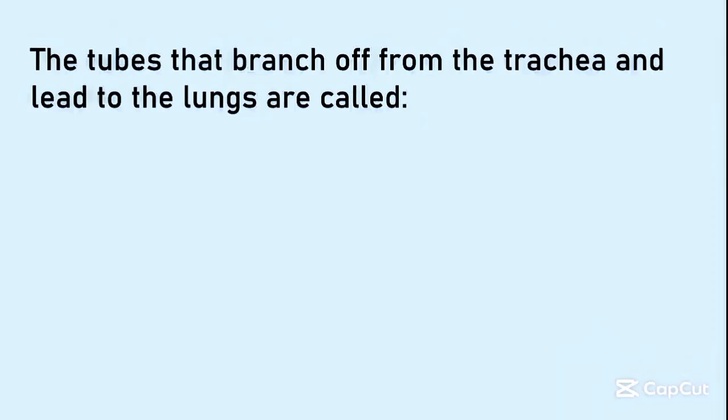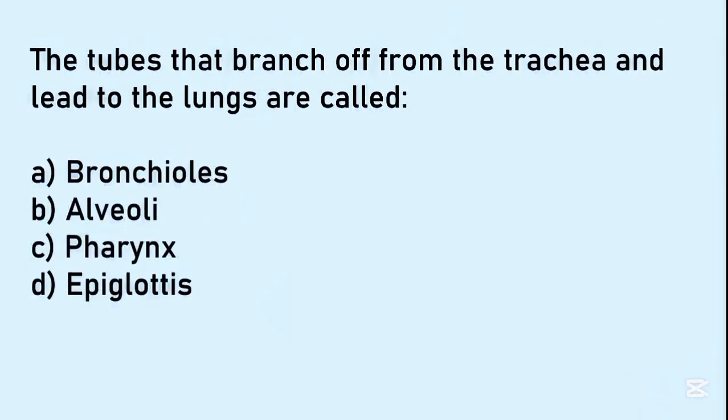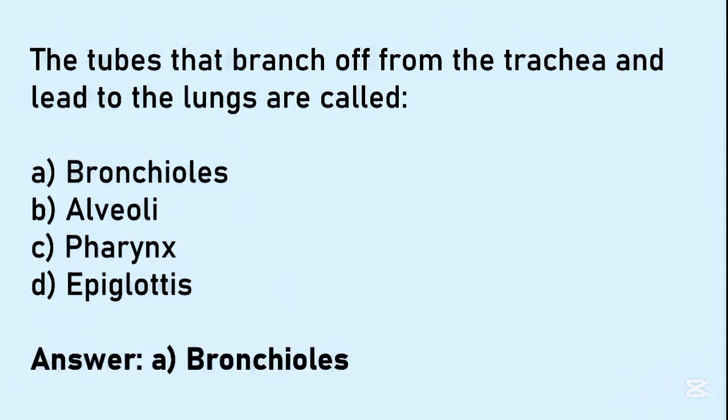The tubes that branch off from the trachea and lead to the lungs are called: bronchioles, alveoli, pharynx, epiglottis. So the correct answer is option A. The tubes that branch off from the trachea and lead to the lungs are called bronchioles.